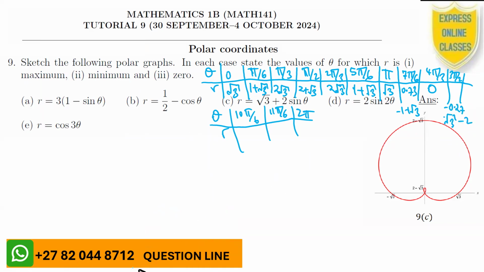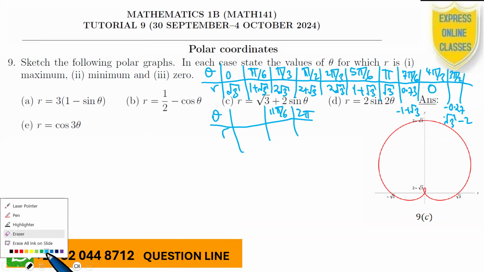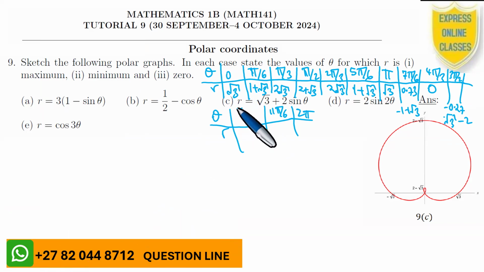Okay, now dealing with 10 pi out of 6, which is 5 pi out of 3.